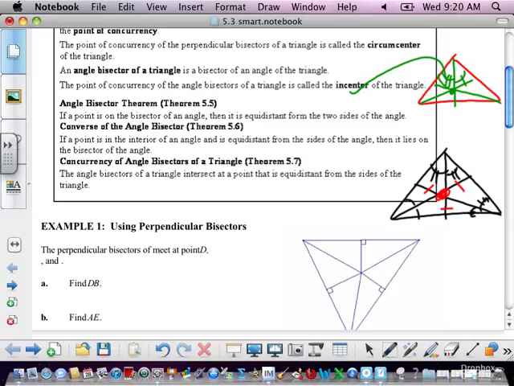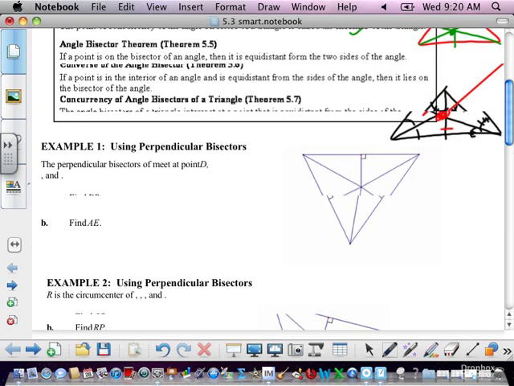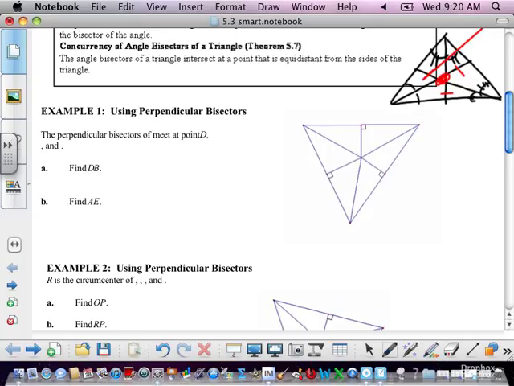All right. Now we're going to try some problems using this information. First, we're going to look at perpendicular bisectors again. This should be reviewed from yesterday. We've got triangle ABC with perpendicular bisectors ED, AG, FG, and BG. We know that AB is 22.